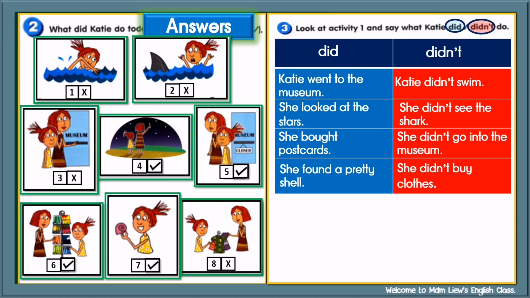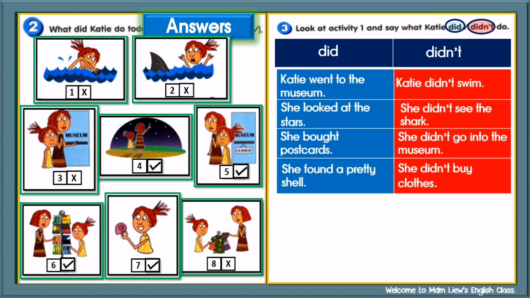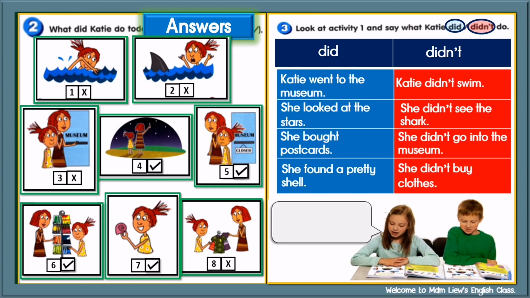Now, use the sentences here and say what Katie did or didn't do. Follow the example here. Katie didn't swim. She found a pretty shell. Practice with the other sentences. Say them aloud. Well, that's all for today.